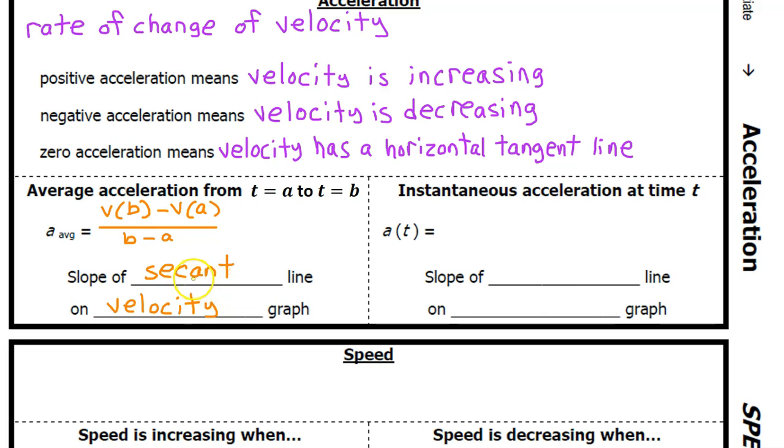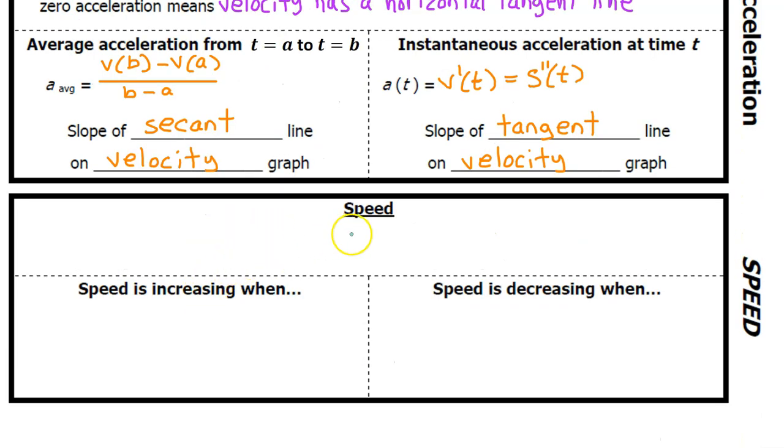Graphically, average acceleration is the slope of the secant line on a velocity graph from A to B. When we just say acceleration as opposed to average acceleration, we mean the instantaneous acceleration. That's v prime, the instantaneous rate of change of velocity. Since velocity is the derivative of the position function and acceleration is the derivative of the velocity function, that means acceleration is the second derivative of the position function, s double prime. Acceleration is the slope of the tangent line on a velocity graph.